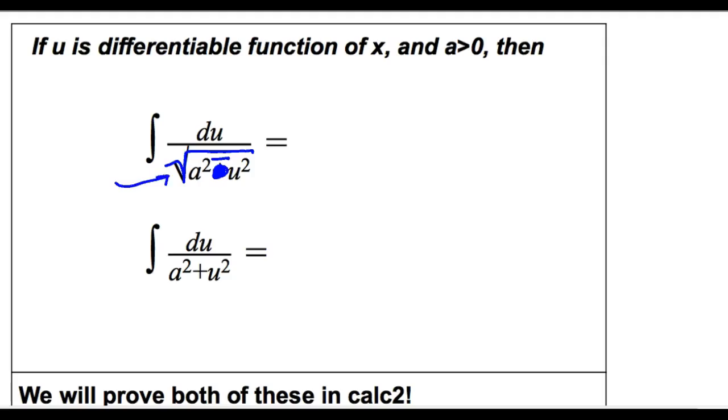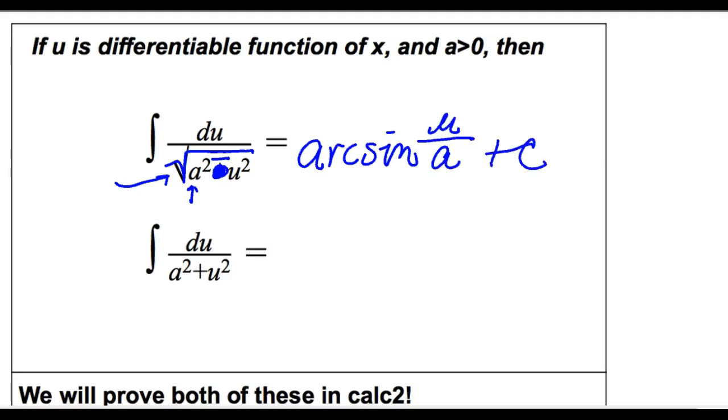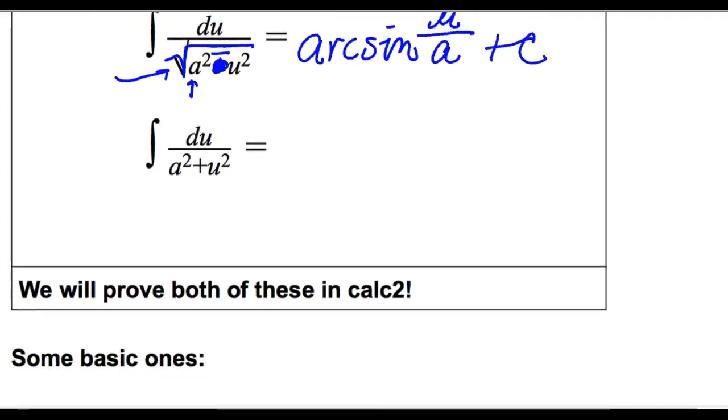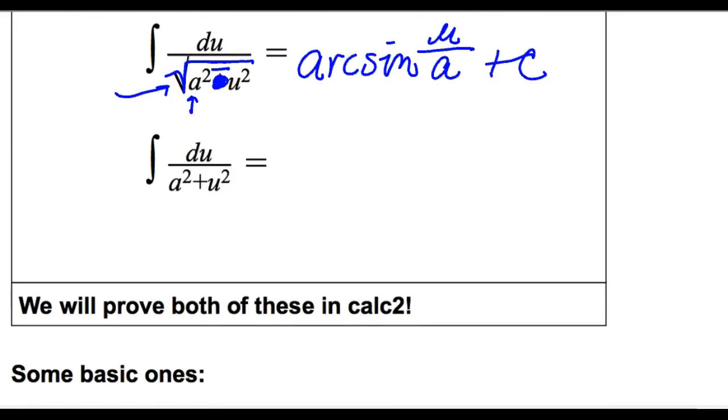It's got the root, it's got the subtraction, but what I'm saying is, what if this wasn't a 1 right here? What if that was something else like a 9 or a 16 or even a 5, which is root 5 squared? There's a general format for this. You'd recognize, hey, that looks like arc sine. And it's arc sine u, whatever u is, over a plus c. And we derive that in Calc 2. For today, we're just going to use it, and you can look.